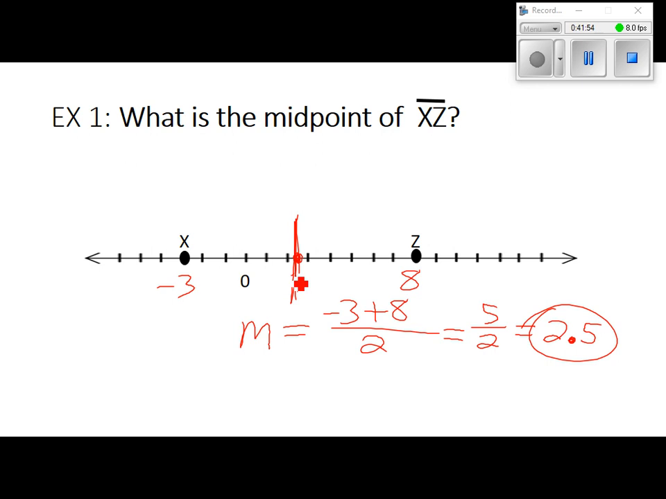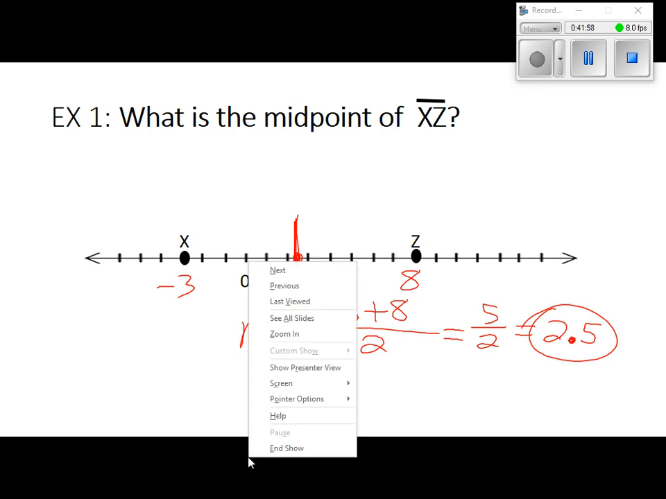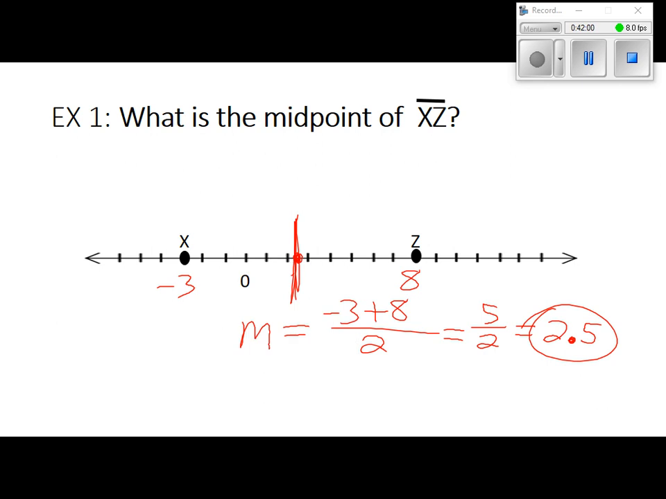Anything real difficult there? Kaylee, can you understand all that? It's pretty easy stuff, right? Yeah, I knew that.